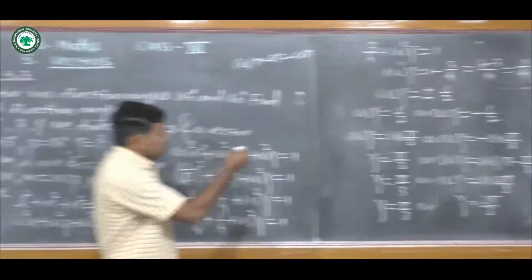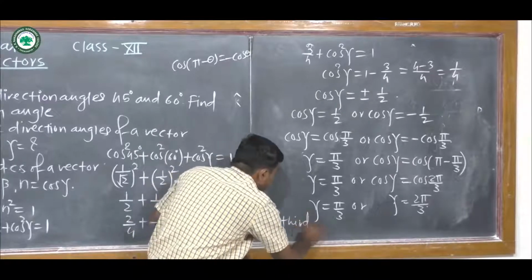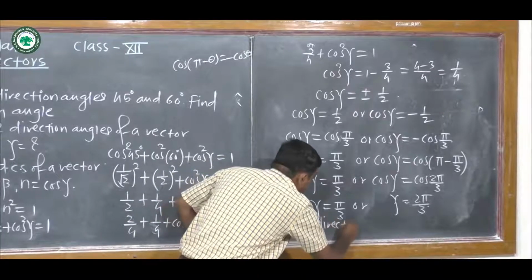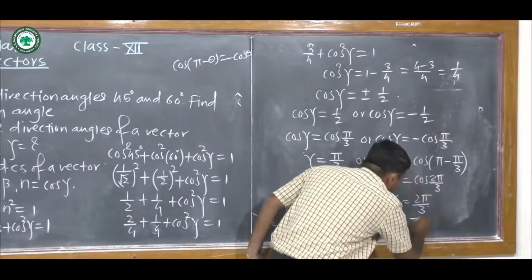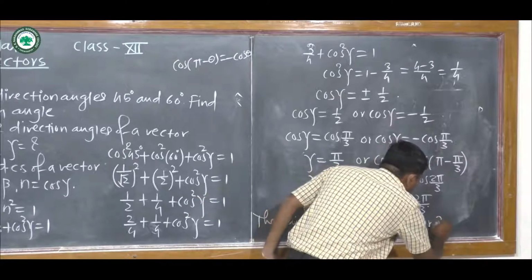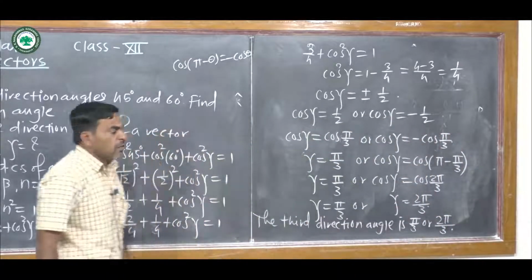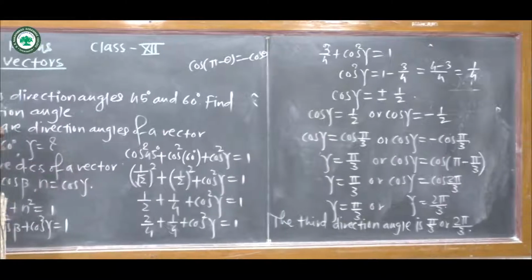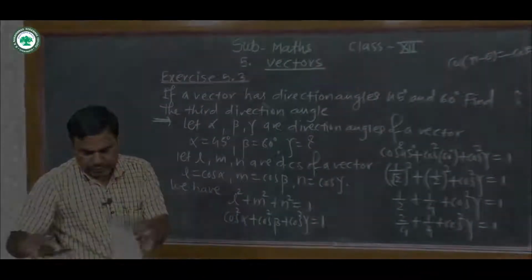So the third direction angle is pi by 3 or 2 pi by 3. This is the complete solution for the first question. Now let's see the next problem.